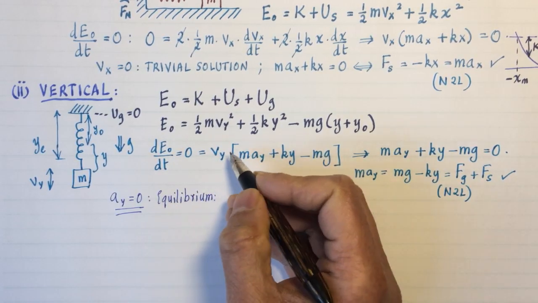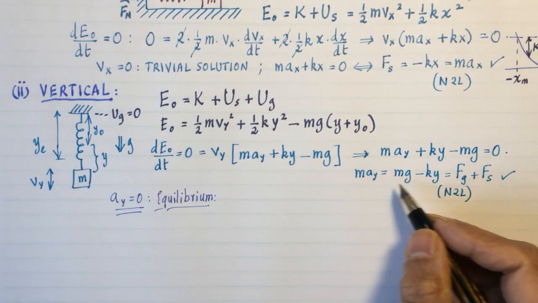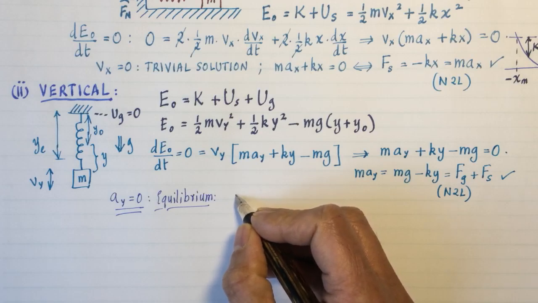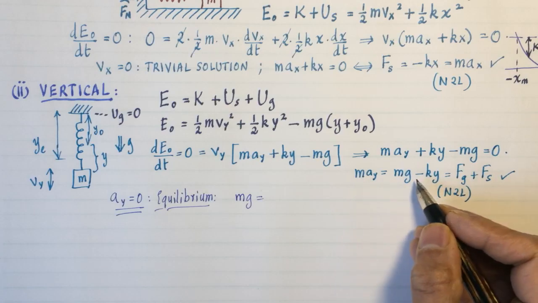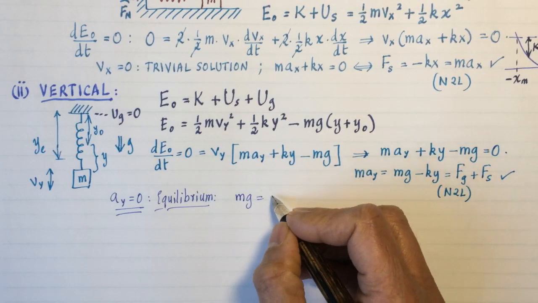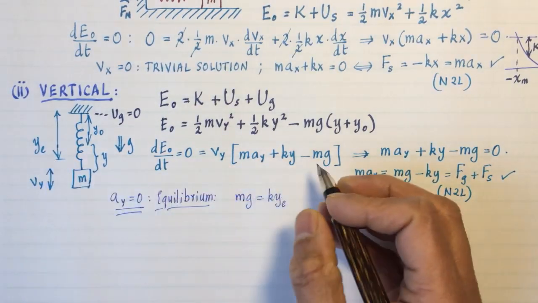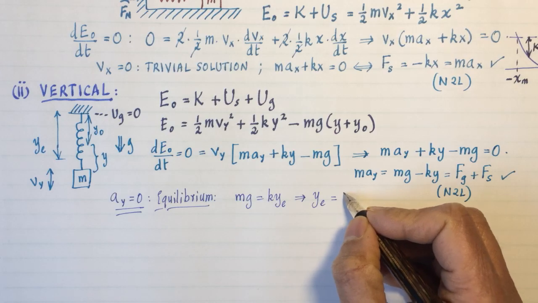It's exactly what I earlier said was a trivial solution. Nothing happens. So for ay equal to 0, the right hand side must also be 0. So I get mg equals k y equilibrium. This is a good way of determining y equilibrium. The equilibrium distance is just mg upon k.